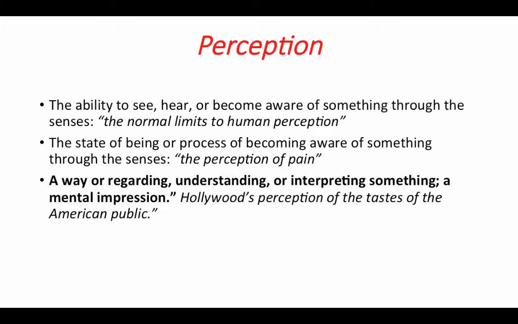The normal limits to human perception is how it may sound used in a sentence. The second definition is the state of being or process of becoming aware of something through the senses, the perception of rain. And my favorite definition, which I think best sums it up, is a way of regarding, understanding, or interpreting something, a mental impression. Used in a sentence could be Hollywood's perception of the tastes of the American public.